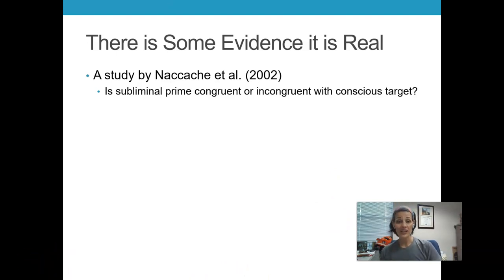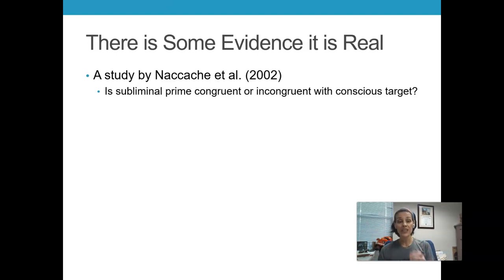This comes by Naccache and colleagues in 2002, and they did a pretty simple task. They gave people digits, so they gave people numbers, and they said, is this number greater than 5 or less than 5? Pretty straightforward. However, they added a wrinkle to this study that made it a bit more complicated. Just prior to presenting a consciously perceived digit, they gave a subliminal prime, which was a digit. So this digit was also either greater than or less than 5.